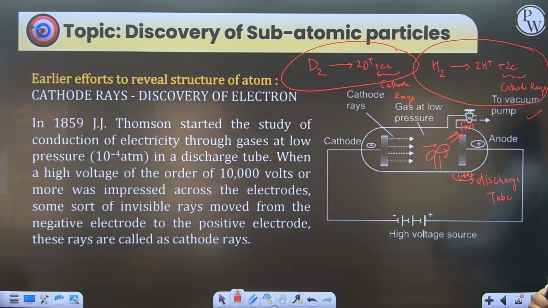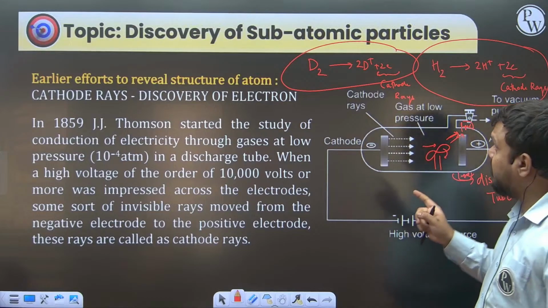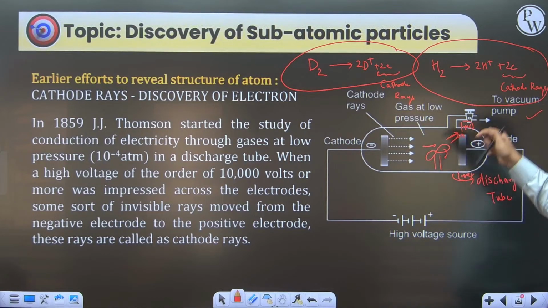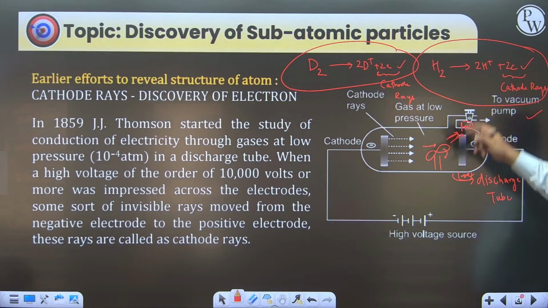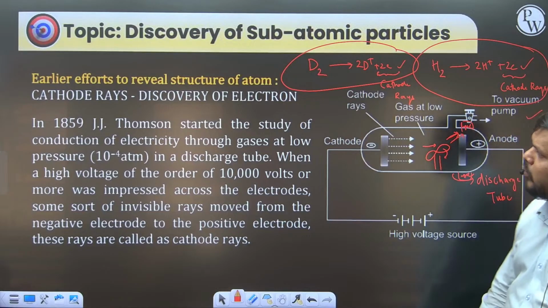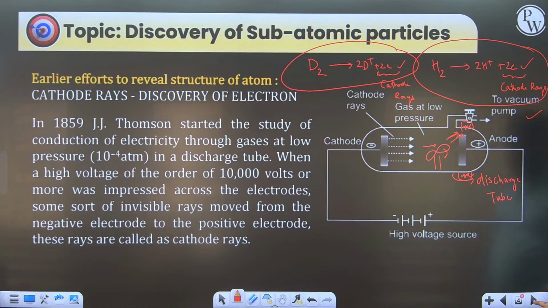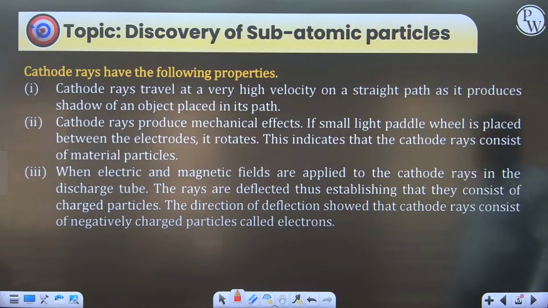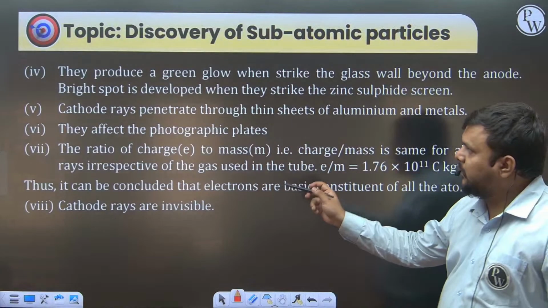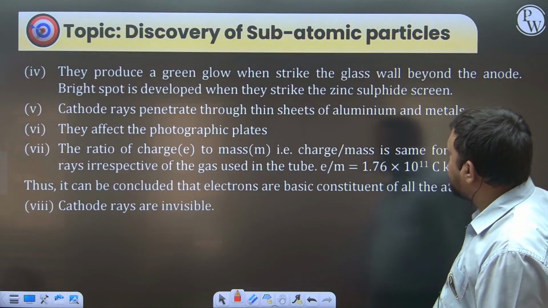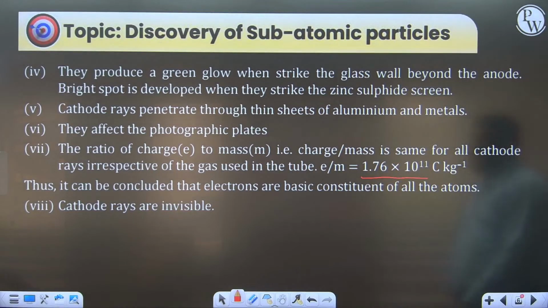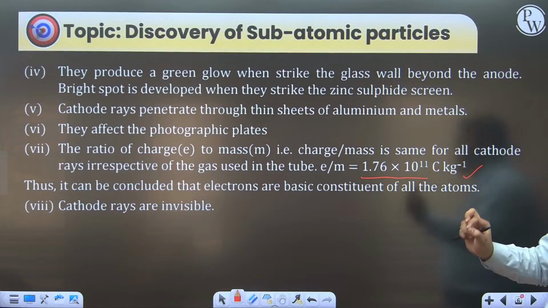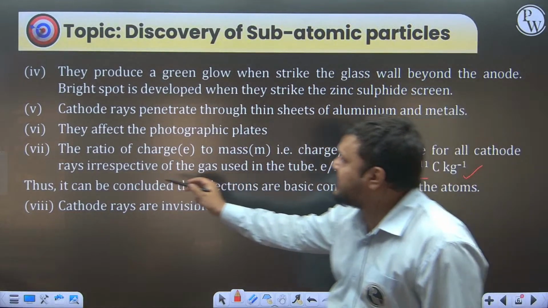This is a very important point. After changing the gas also, we are getting cathode rays as electrons only. Before this we took hydrogen gas and got cathode rays as electrons, and now also we get electrons. It is very important that the charge by mass ratio we get over here is 1.76 × 10^11 C kg^-1, for all the gases, irrespective of the gas.